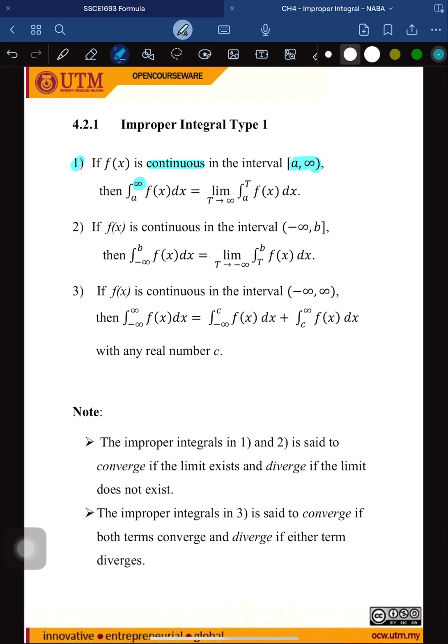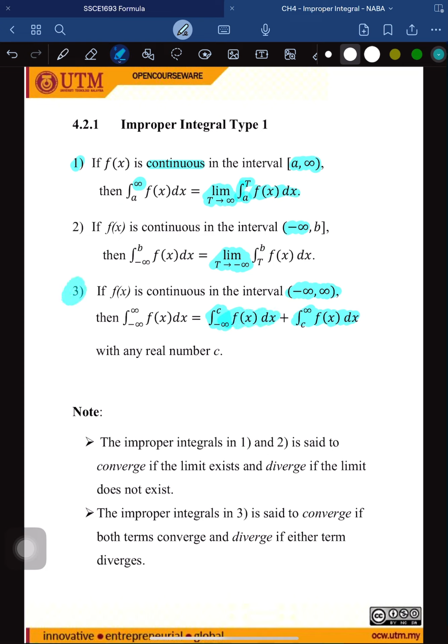So what you need to do is take the limit when t approaches infinity, so you change it to the integral from a to t of f(x) dx. And if it happens at negative infinity, similar to the first case, you need to put the limit when t approaches negative infinity. And what happens if we have negative infinity and infinity? You need to change to this form, where c can be any real number.